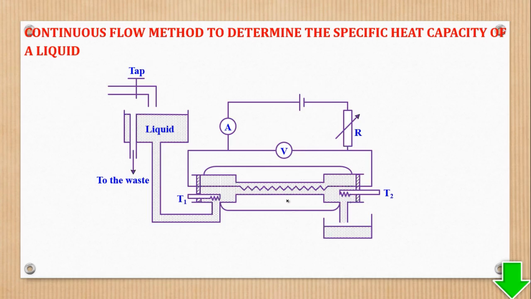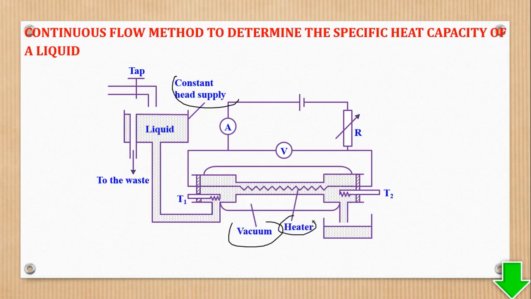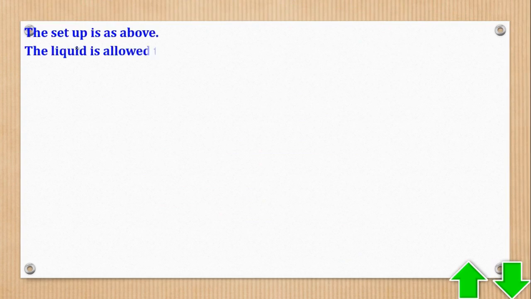So with that diagram, let's go and try to explain something. We shall first label this is a constant heat supply, and this is the vacuum, so that no heat is lost to the surrounding. This is the heater, this is the beaker, this is the liquid. So the setup is as shown above, which we have already seen in the diagram.